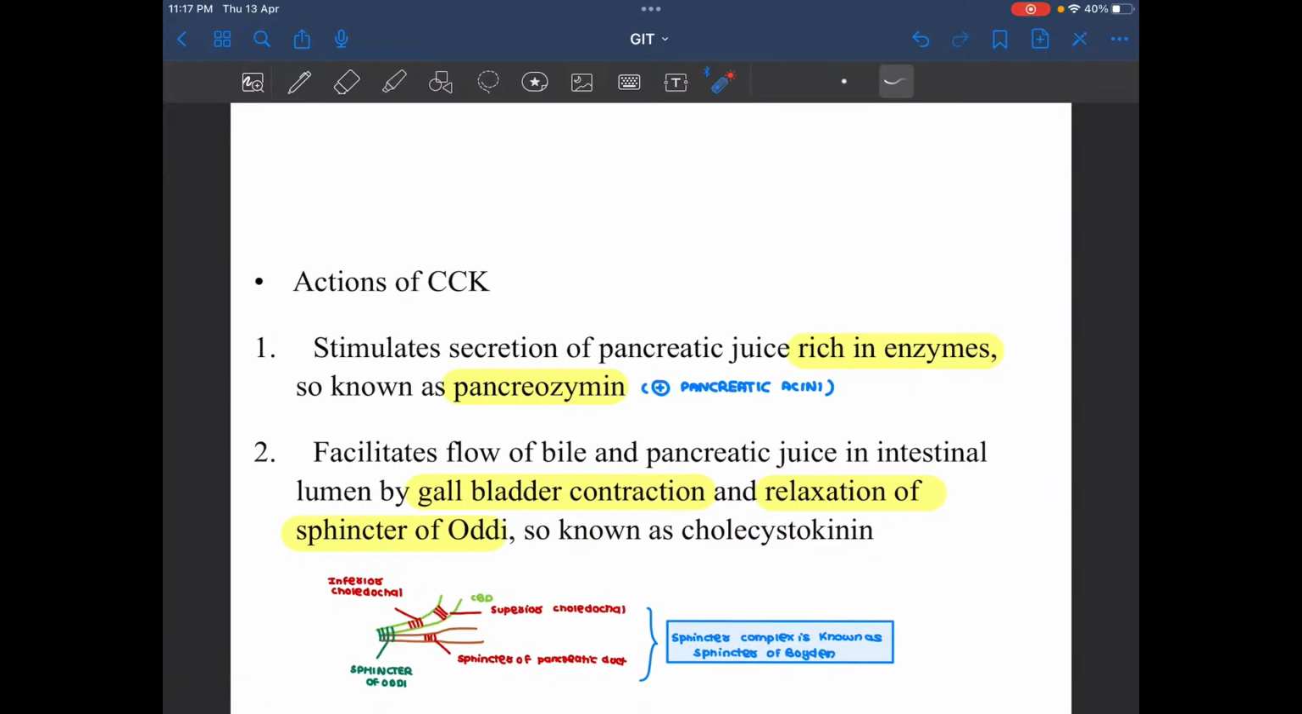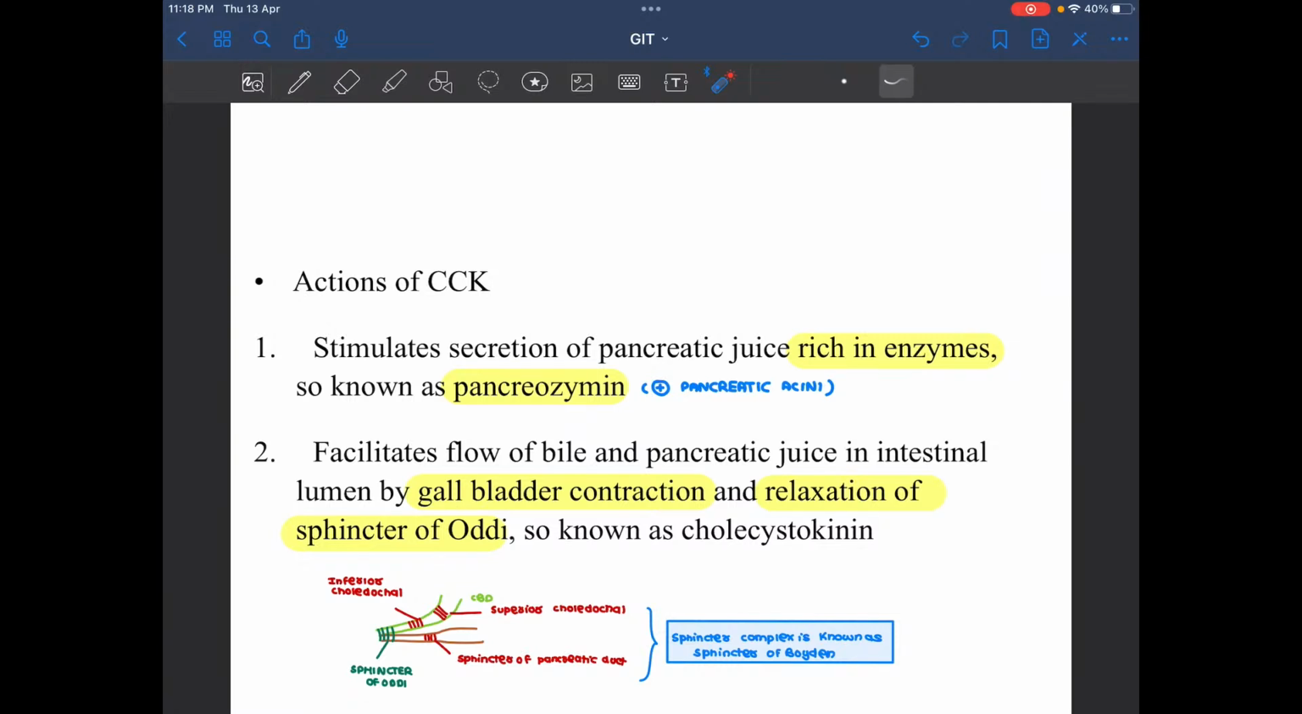And what are the actions of cholecystokinin per se? It's going to stimulate secretion of pancreatic juice rich in enzymes. When I talk about bicarb, it's mainly secretin. When I talk about enzymes, it's mainly cholecystokinin. That is why we call CCK as PZ, and we forget the PZ sometimes. That stands for pancreozymin. And what do I mean by zymin? Inactive proteases. It's going to stimulate your increased amount of synthesis and secretion of your pancreatic enzymes.